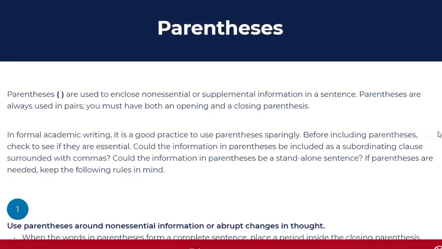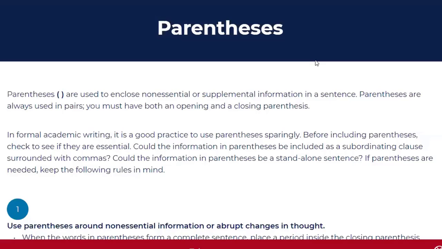Parentheses are used to enclose non-essential or supplemental information in a sentence. Parentheses are always used in pairs. You must have both an opening and closing parenthesis. In formal academic writing, it is a good practice to use parentheses sparingly. Before including parentheses, check to see if they are essential. Could the information in parentheses be included as a subordinating clause surrounded with commas? Could the information in parentheses be a standalone sentence? If parentheses are needed, keep the following rules in mind.